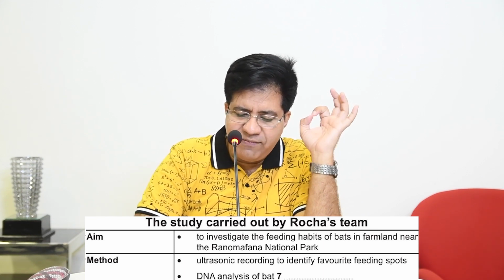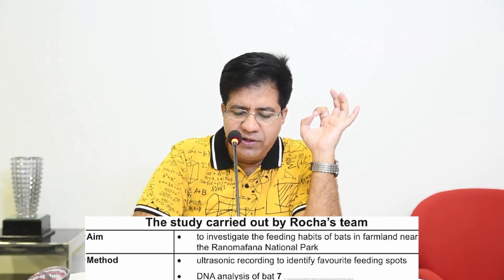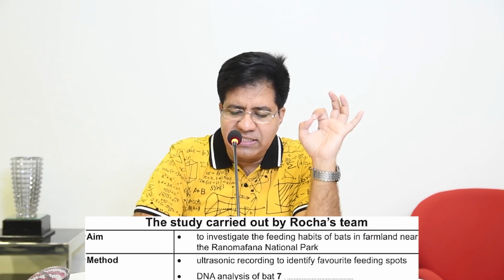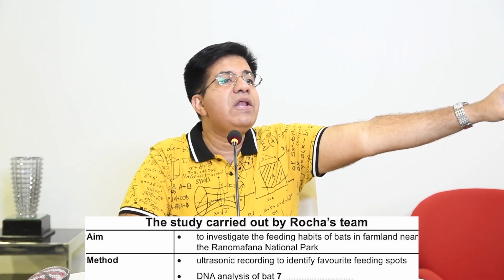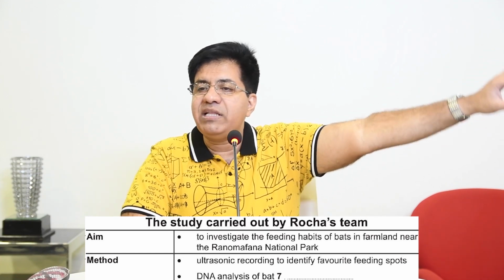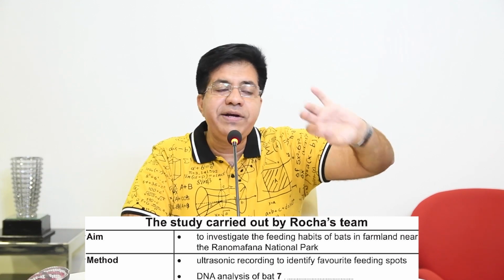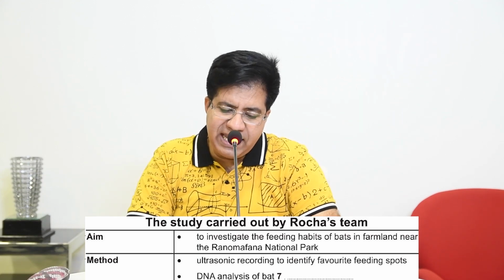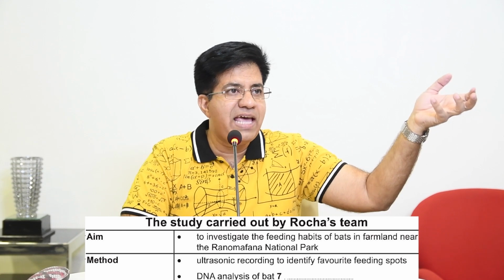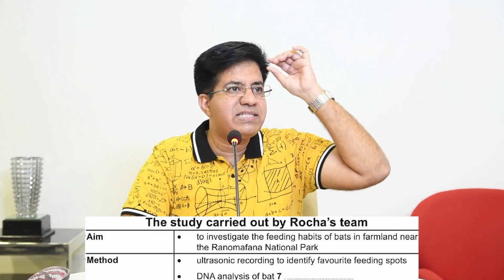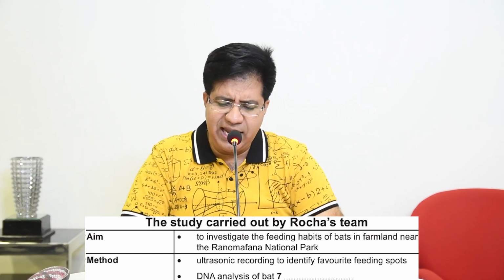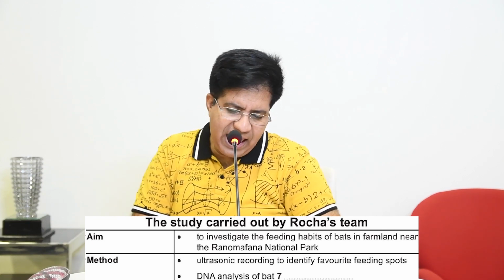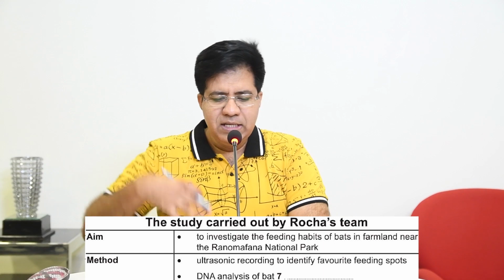Now read question number 7. DNA. What's the clue word? DNA. Wow. DNA analysis of bat dash. Look, it's going to be something related to bat. It can be the part of bat's body or it can be something related to bat. For example, DNA analysis of bat's hair, DNA analysis of bat's eyes or anything like that. So let's go back. DNA is the clue word.